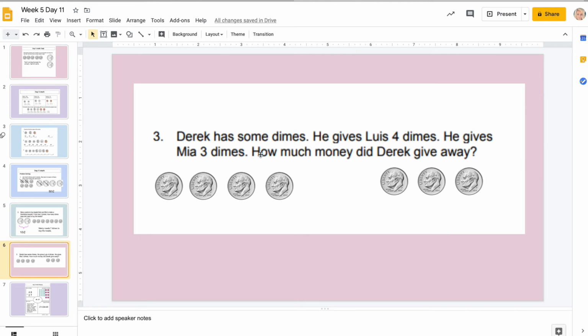Okay, so that makes sense. We're looking at not how much money he had, but how much he gave away. Well, here I have 4 dimes that are going to represent the 4 dimes he gave to Luis. And then over here I have the 3 dimes that are going to represent the 3 dimes he gave to Mia.